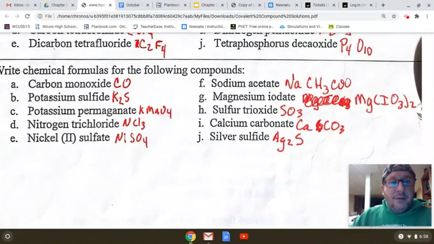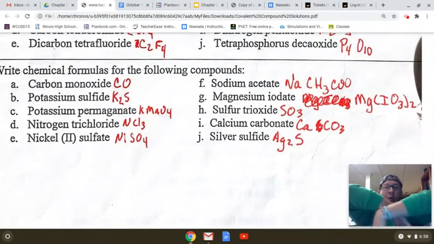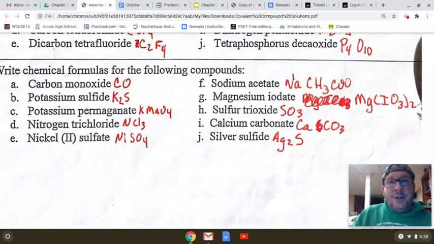B, potassium sulfide. Potassium is a metal, and sulfur or sulfide is a nonmetal. So it's an ionic compound. So you have to go off of their charges. And so when you do their charges, you have to whoop them. Again, this is the international sign for whooping. You get K2S.